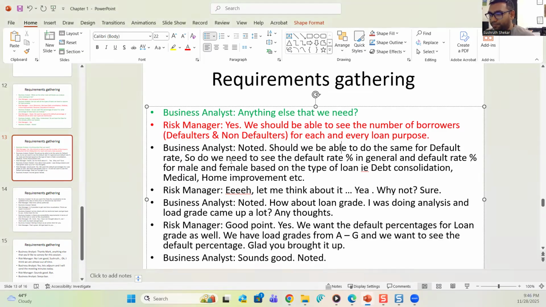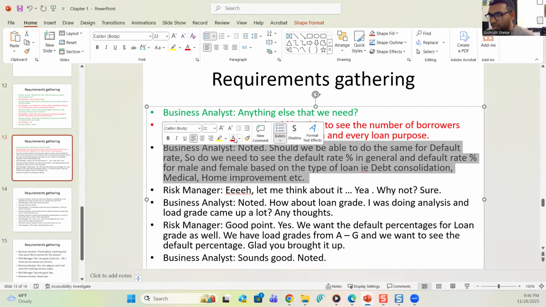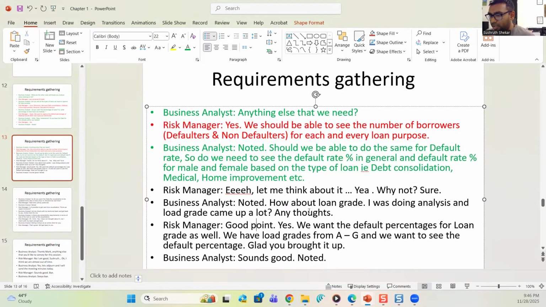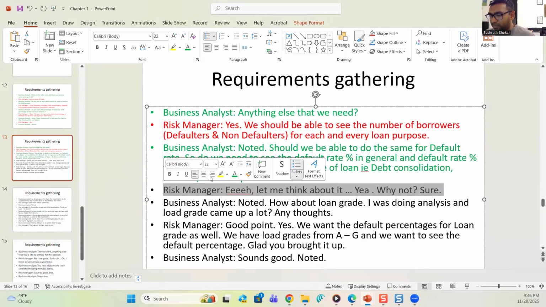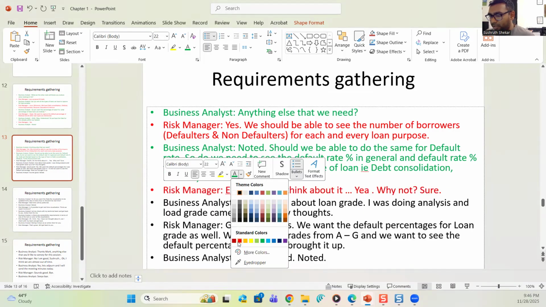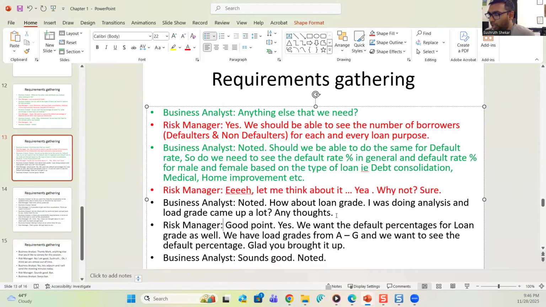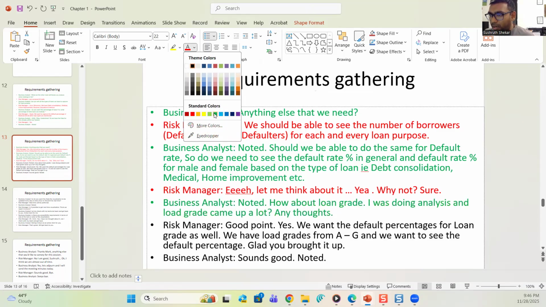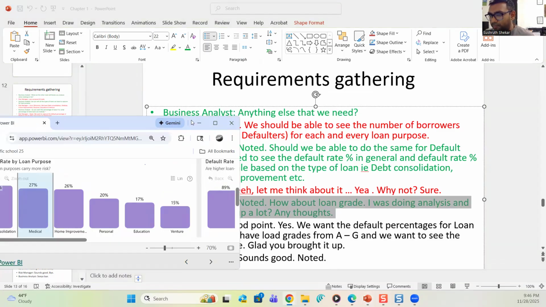So I'm just gonna color code this in green for better understanding. And then this one will be red since this is the risk manager, right? Now again, I'm doing the same thing. Noted. How about loan grade? I was doing analysis and loan grade came up a lot. So this happened during my analysis meetings with the end user, right? Any thoughts? Do you want anything in terms of loan grade? And I'm talking about this.